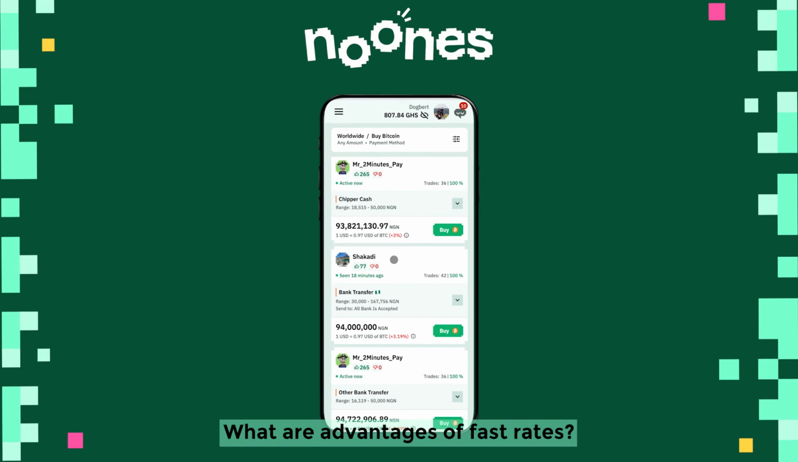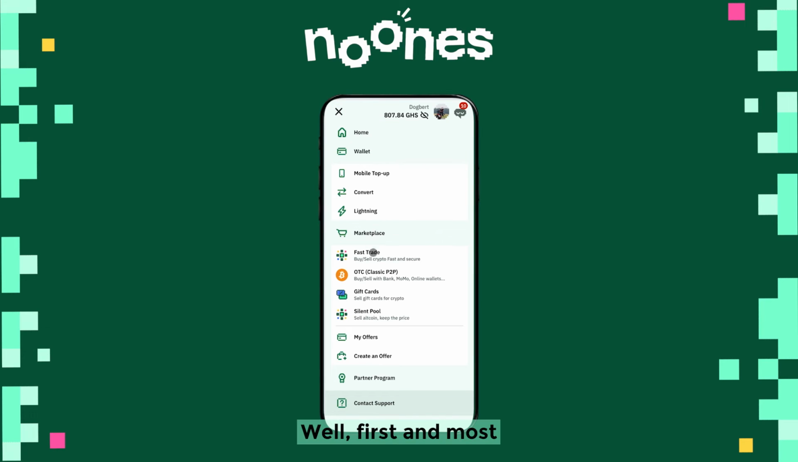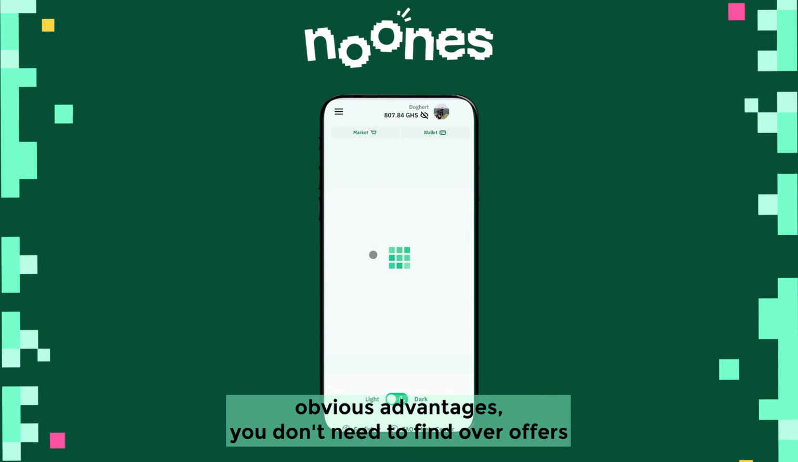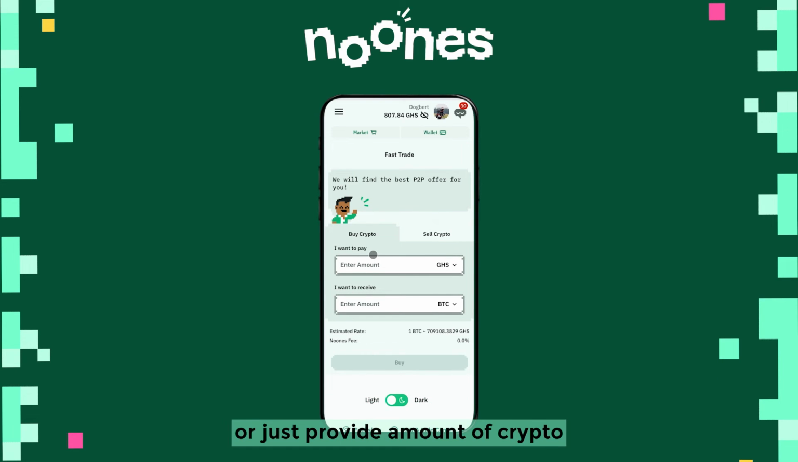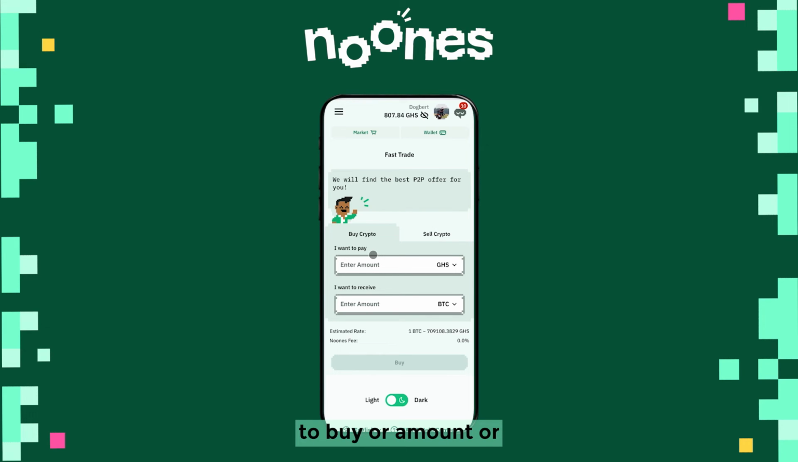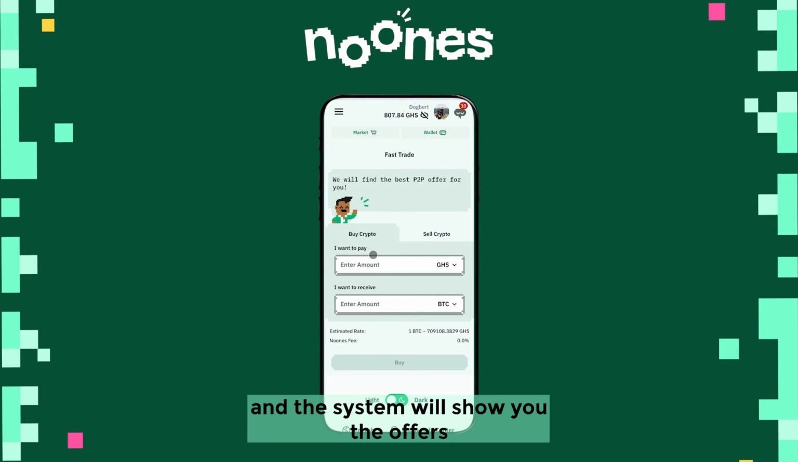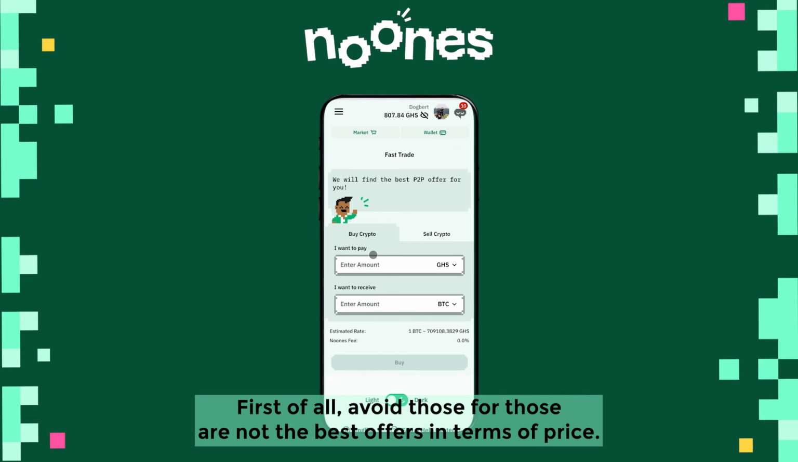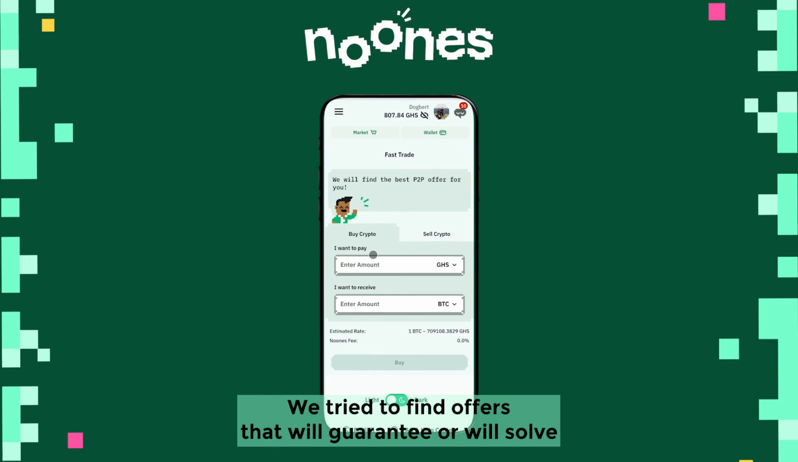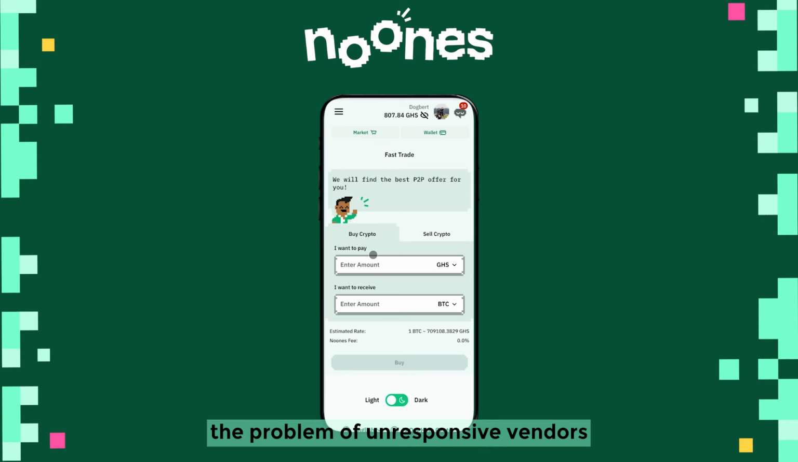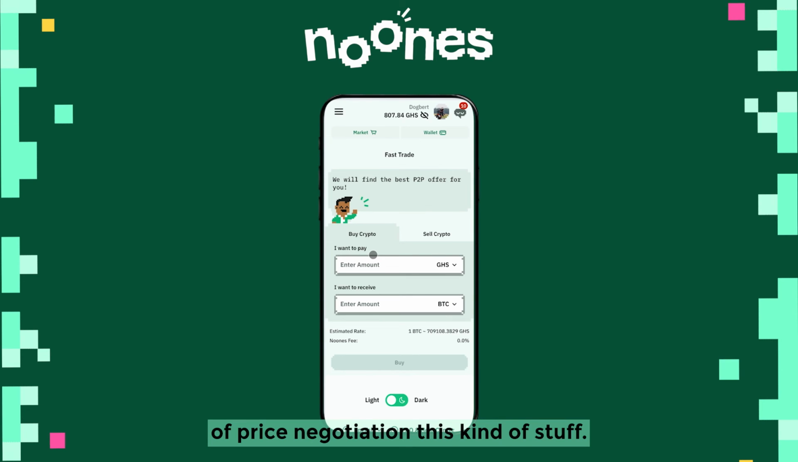What are advantages of fast trades? Well, first and most obvious advantage, you don't need to search for the offers, because you just provide amount of crypto to buy or amount of fiat to spend, and system will show you the offers. Although those offers are not the best offers in terms of price, we try to find offers that will solve the problem of unresponsive vendors, of price negotiation, this kind of stuff.